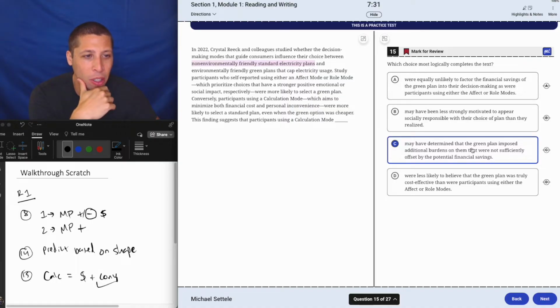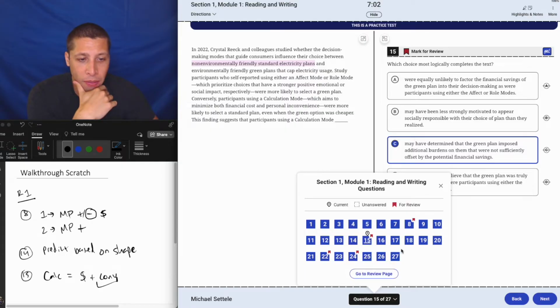This may have determined that the green plan imposed additional burdens on them that were not sufficiently offset by potential financial savings. Meaning, yes, if they were in this calculation mode, they were thinking about money and convenience. But even though the green plan is cheaper, that means it's really not about the money. It's about the convenience. And so there were additional burdens on the green plan that they were like, nah, not for me. And the money wasn't the biggest thing. So I don't even understand these other choices, but this one fits. So let's do it. We've answered everything.